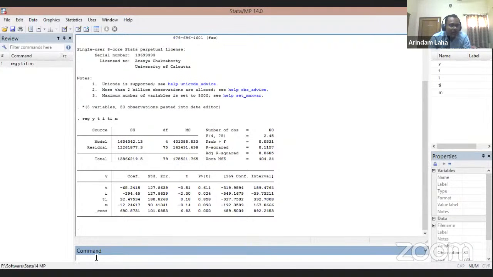For this purpose, you require an additional component: collapse. Within brackets, that means you basically want to calculate average monthly per capita consumption. Please remember, Y stands for average monthly per capita consumption expenditure, and you want to calculate the mean.